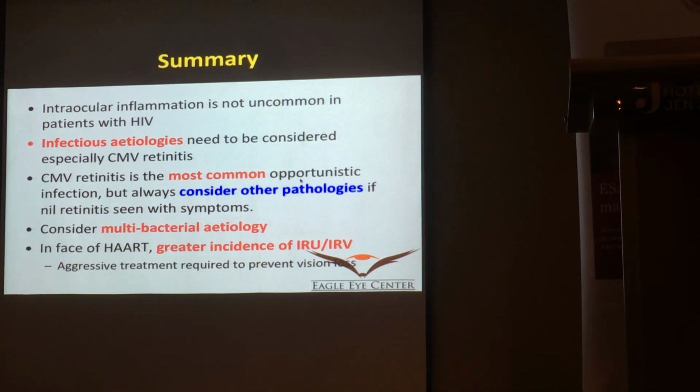Final slide, intraocular inflammation is not uncommon, right? You have to think of infection, non-infections. But all these inflammations in the eye, especially in HIV, consider infectious until proven otherwise. CMV is probably the most common, but again, consider other pathologies, especially if you don't see a retinitis. And again, consider multibacterial. You don't necessarily only have one. You could have more than one bug that's going on. And in the face of HAART therapy, there will be a greater incidence of immune recovery uveitis.